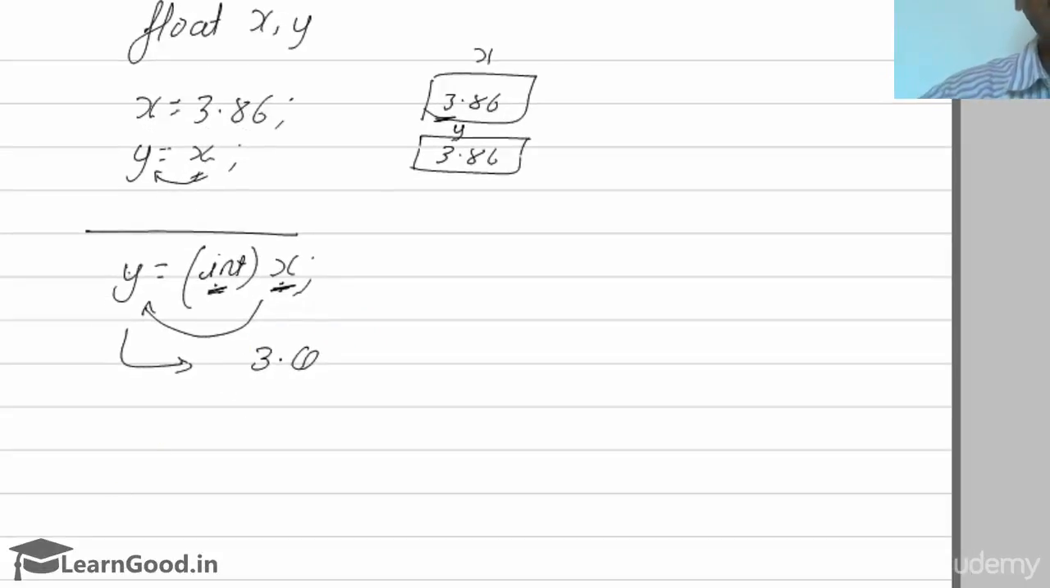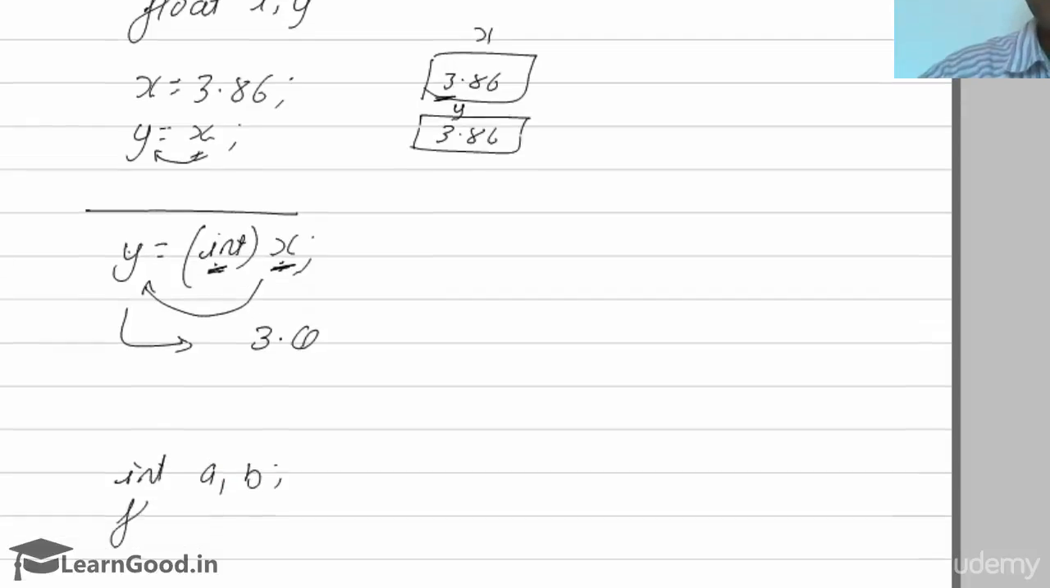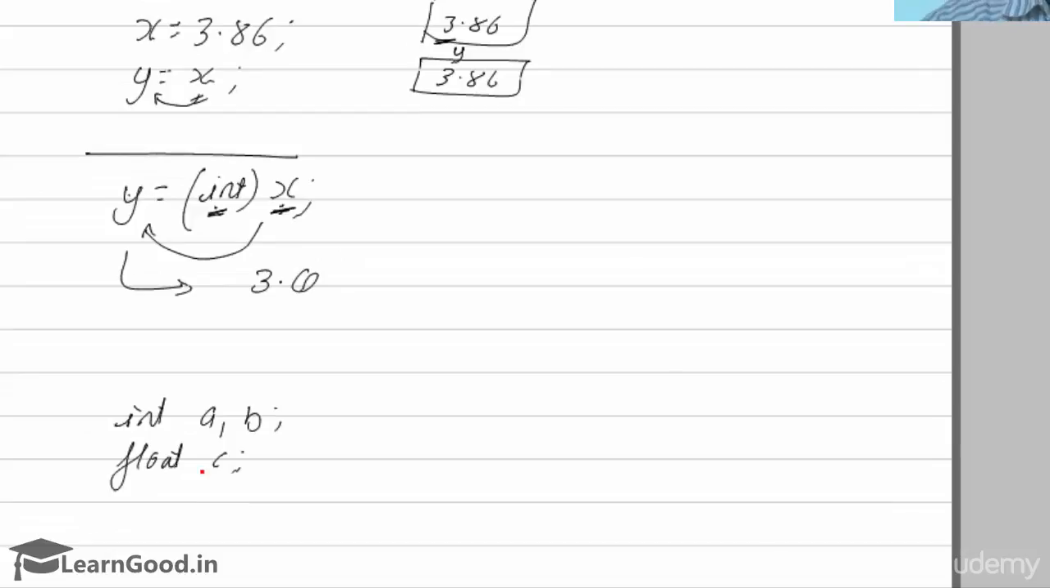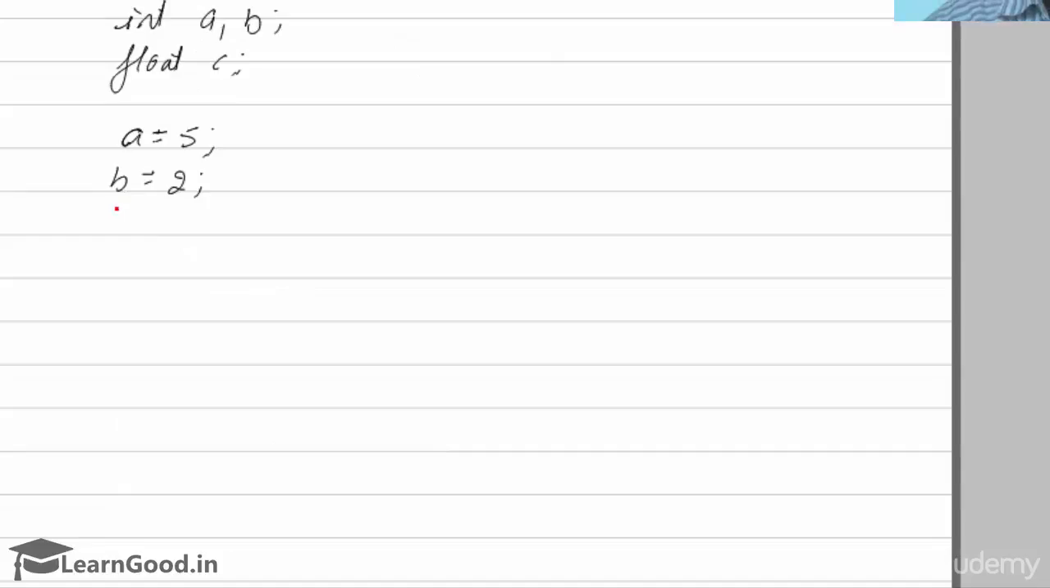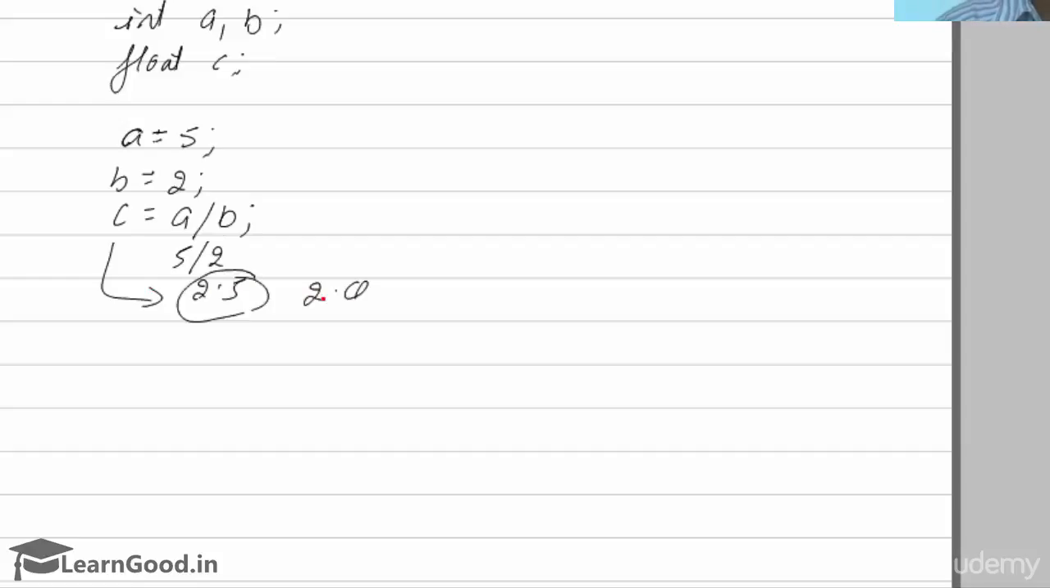Similarly, if I take integer variables int a and b, and let's take float c, and I give a value equal to 5, b value equal to 2, and c is equal to a divided by b. When I give a divided by b, it will take it as 5 divided by 2. So usually we expect in C to have a value of 2.5, but we won't have 2.5, you'll have a value of 2.0.